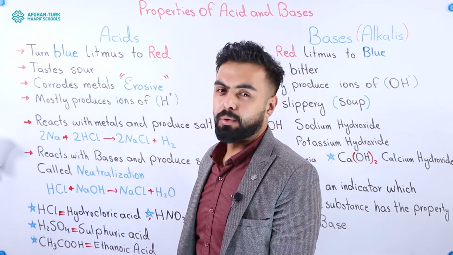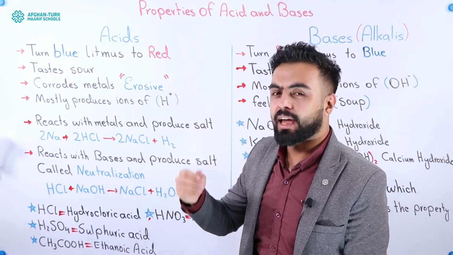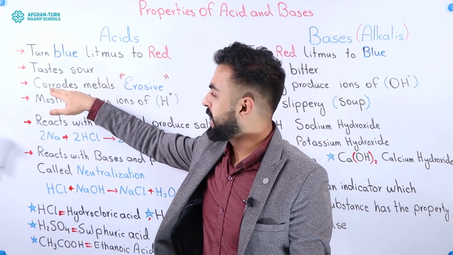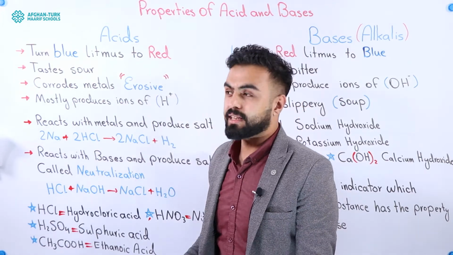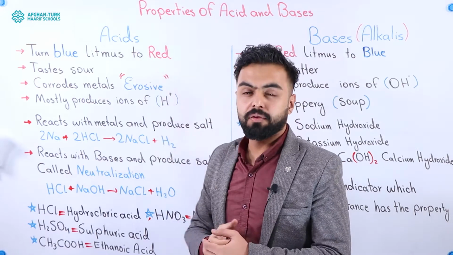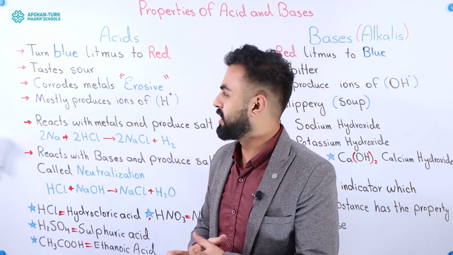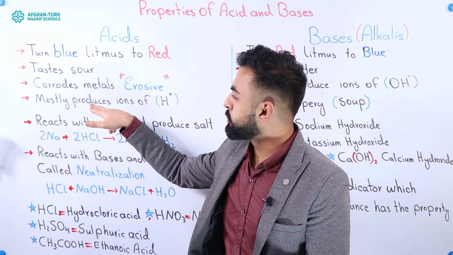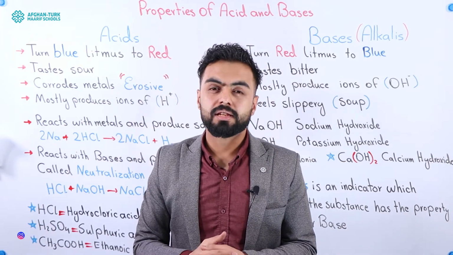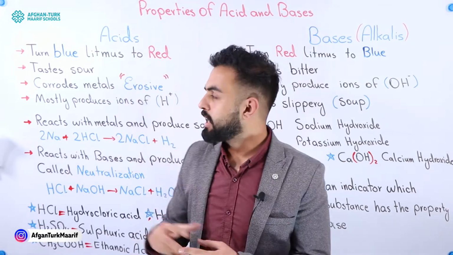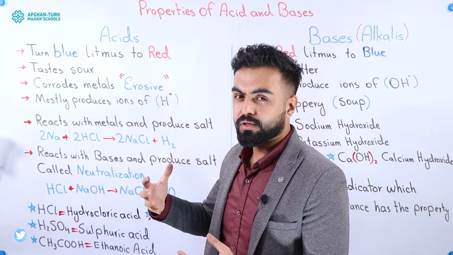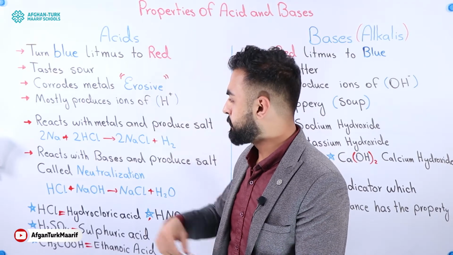Acid tastes sour, like lemon that we use. They actually have acid inside them, so they taste sour. They corrode metals, so they are erosive and they can somehow destroy the metals. Mostly they produce ions of hydrogen. As we studied, Mr. Arrhenius defined the acid: they produce hydrogen ions when they are dissolved in water.